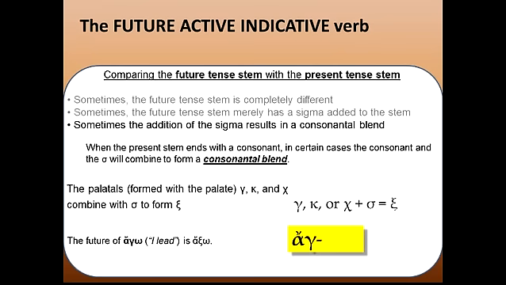Another category of consonants that will form a consonantal blend are the palatals. They are formed with the palate, the roof of your mouth. If you think about the letters gamma, kappa, and chi, each of those letters is formed by what we do with the back of our tongue and the roof of the mouth. When we say gamma, we take the top of the back of our tongue and press it up against the roof of the mouth, the palate.